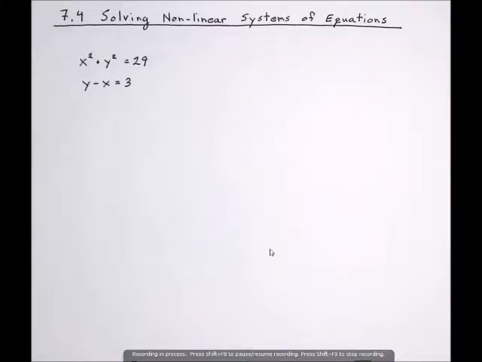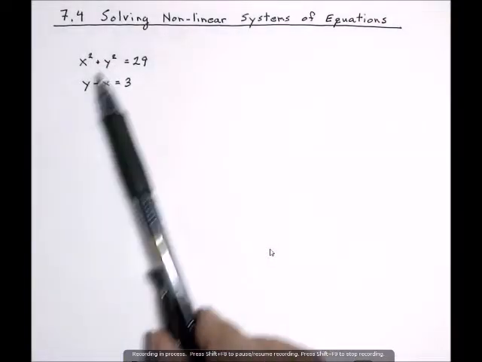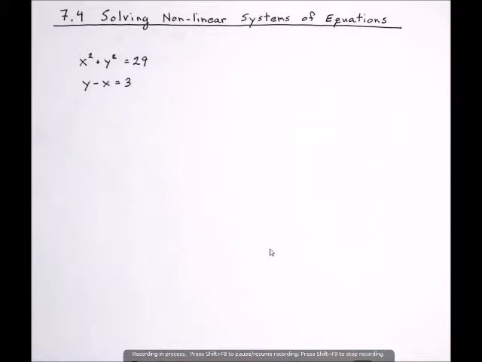Section 7.4 is about solving nonlinear systems of equations. And what that means is, before in Chapter 6, we were intersecting sets of lines on the plane. Now we're intersecting things that aren't lines. In this case, we're intersecting a circle with a line. So we might have more than one solution.